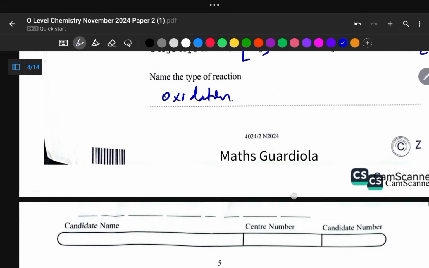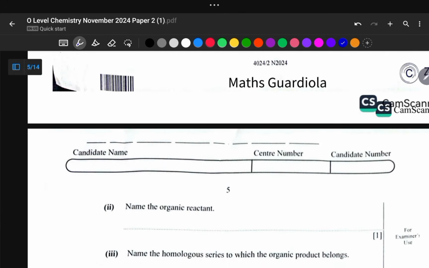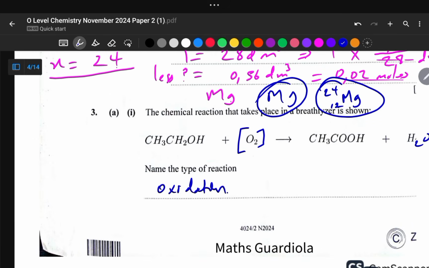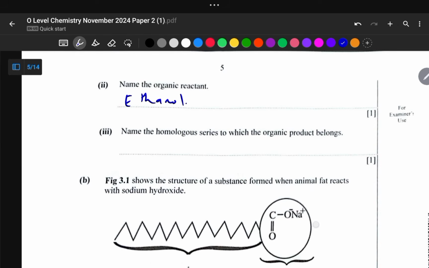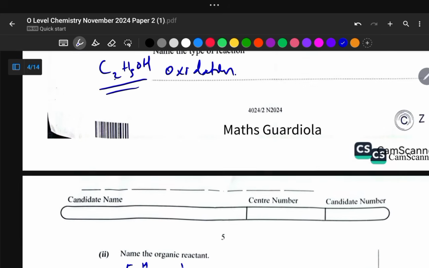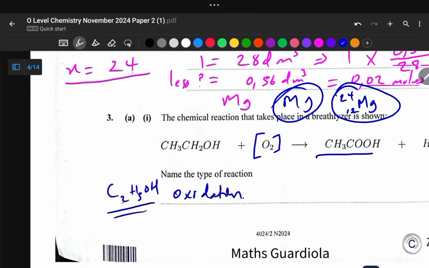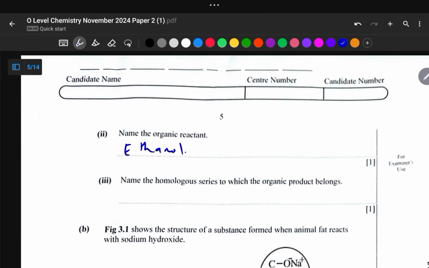And then name the organic reactant. So this one is ethanol, right? Ethanol. Why? Because we've got this formula, C2H5OH, right? So this is ethanol, 2 carbon atoms. So you need to know your organic chemistry inside out. Name the homologous series to which the organic product belongs. So this is the organic product, ethanoic acid. So it belongs to the carboxylic acid, right?